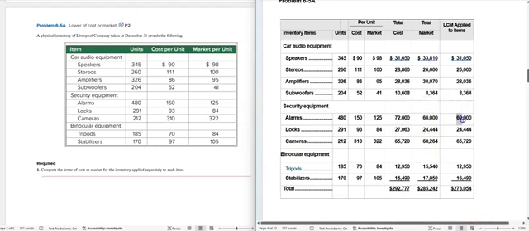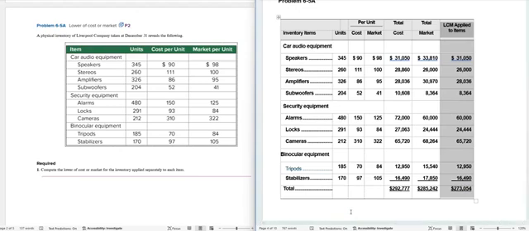Alarms, market is lower. Locks, market is lower. Cameras, cost is lower. Tripods, cost is lower. Stabilizers, cost is lower. So now that we have applied the rule to each inventory item, identified which is lower, cost or market, we have totaled up to get the lower of cost or market for our total inventory.